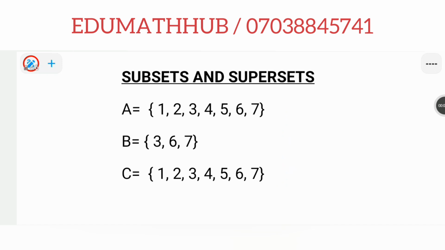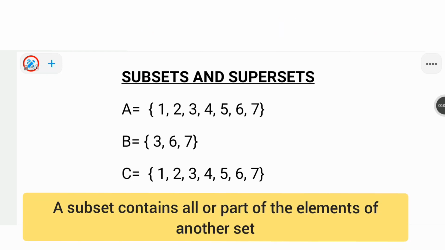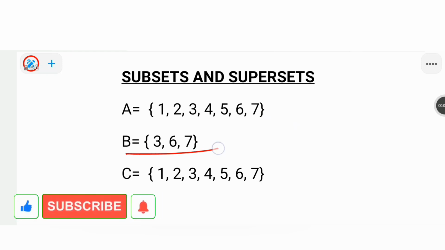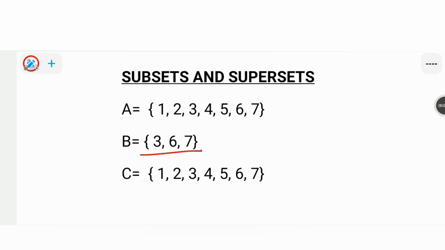So when you hear subsets, sub means under or part of. So a subset is just another set that contains the elements of another set, maybe all the elements of the other set or part of the elements of the other set. So if you have a set A like this, A has 1, 2, 3, 4, 5, 6, 7. Now set B is 3, 6, 7. You see that set B contains 3 elements from set A. Set B has 3, it has 6, and it has 7. So that means this B here has been taken out from set A.